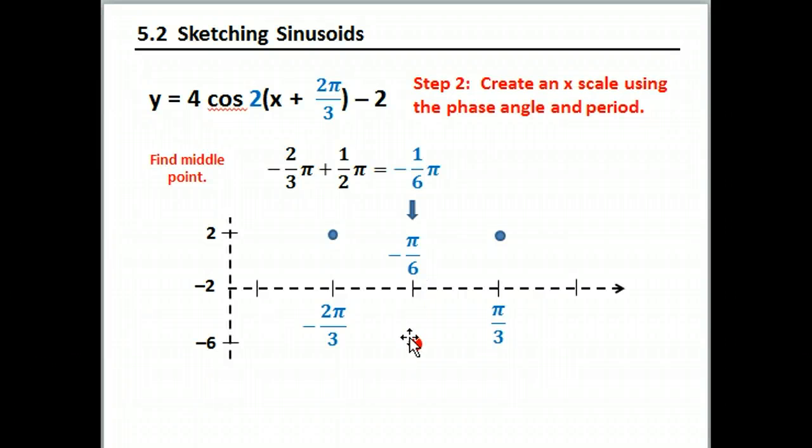Now don't forget that this is the middle point of a cosine curve. So it's going to start up here, it's going to come down, it's going to go to its minimum value of negative 6, and then it's going to come back up, and that will be one cycle or one full period.